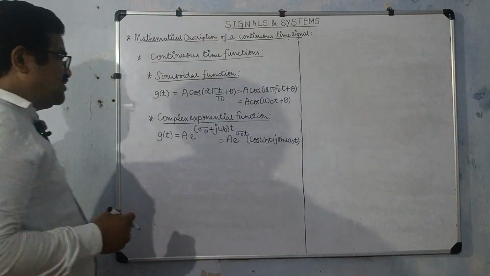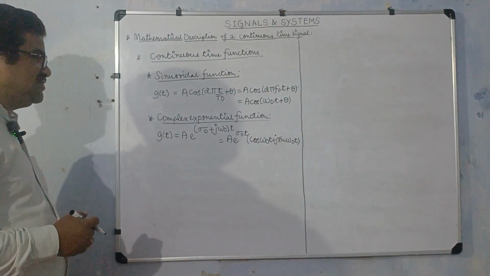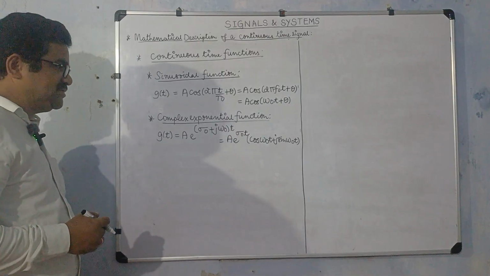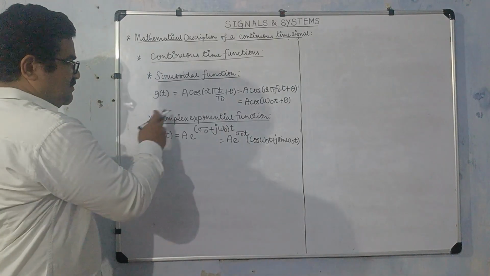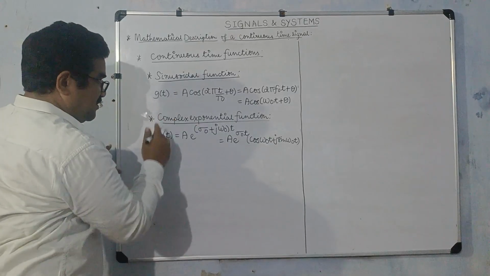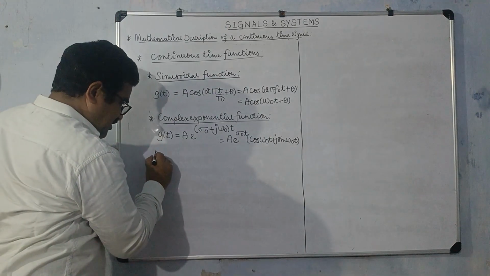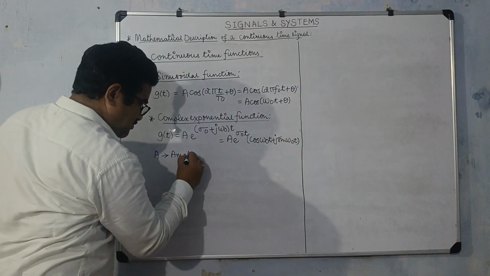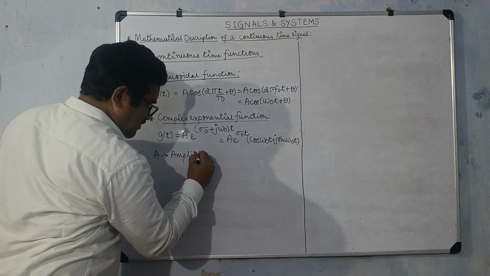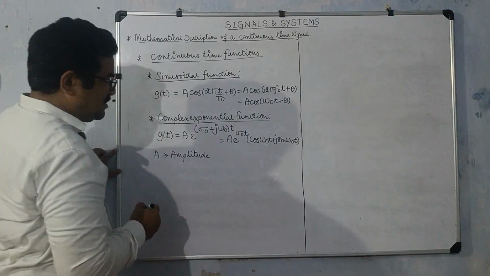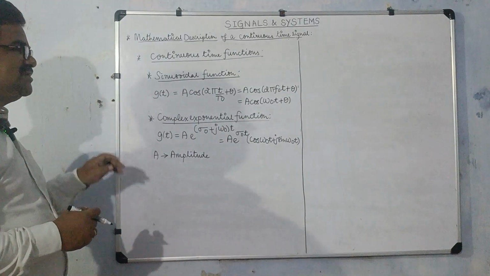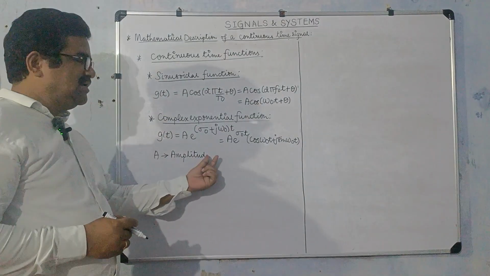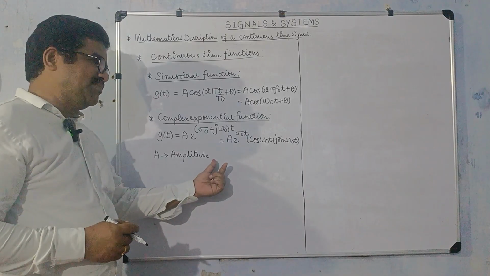So these are the functions for the sinusoidal signal and the complex exponential signal. Let us see what the different parameters are. In the sinusoidal function, capital A represents the amplitude. The unit of the amplitude depends upon what signal it is. If it is a current signal, the amplitude unit will be microamperes.